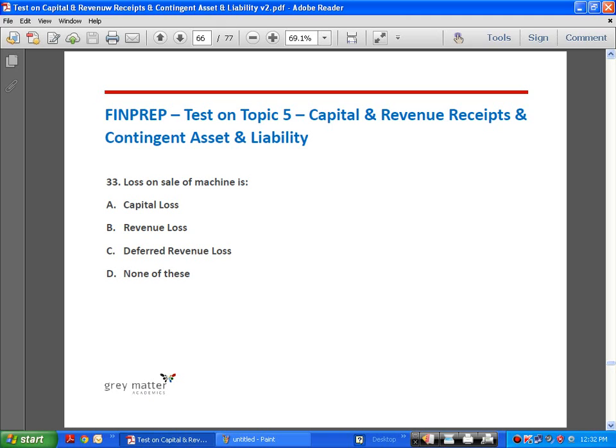Loss on sale of machine is a revenue loss. It is not a capital loss. So a loss on sale of machine is a revenue loss. Answer is B.